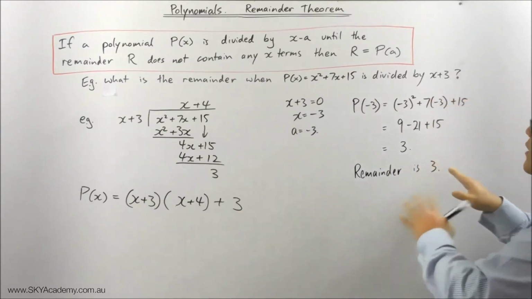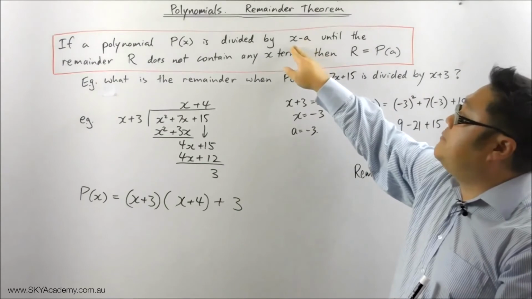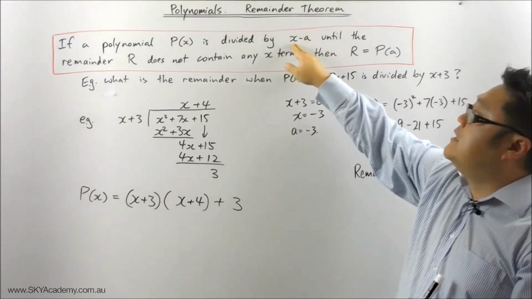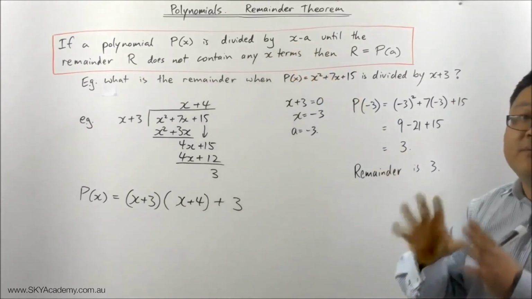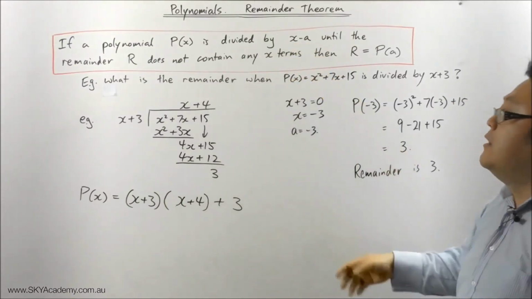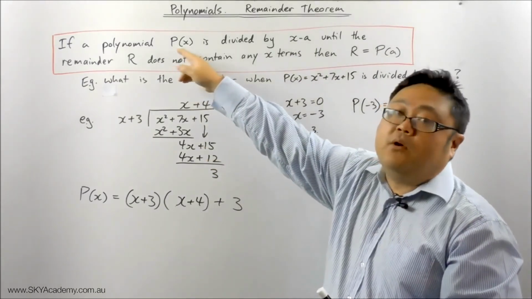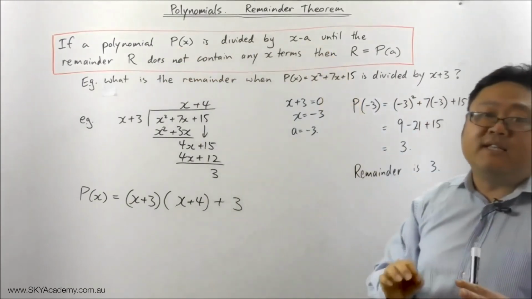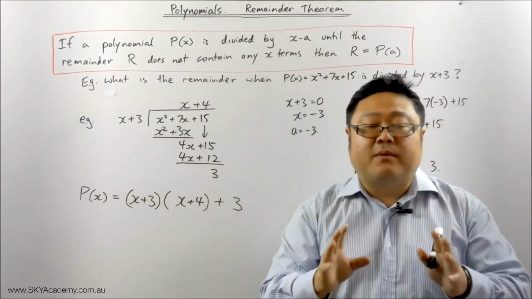So does that make sense how the remainder theorem works? Basically what you're doing is you're substituting whatever a is to make the binomial that you're dividing by equal to 0, and whatever you get will always be the remainder of what you get when you divide the polynomial by the binomial divisor. Okay? Good. That's basically what the remainder theorem is.